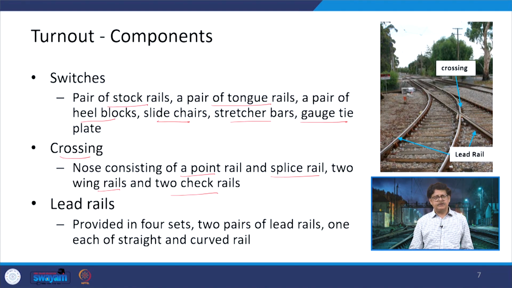Then lead rails, we did talk about this. There are 4 sets, 2 are straight lead rails and 2 are curved lead rails. So, straight rails 1 and 2, curved ones 3 and 4.